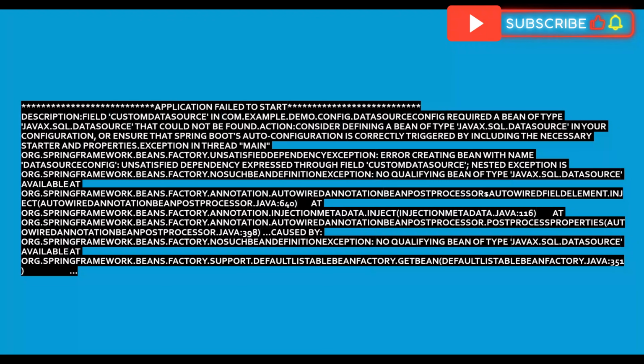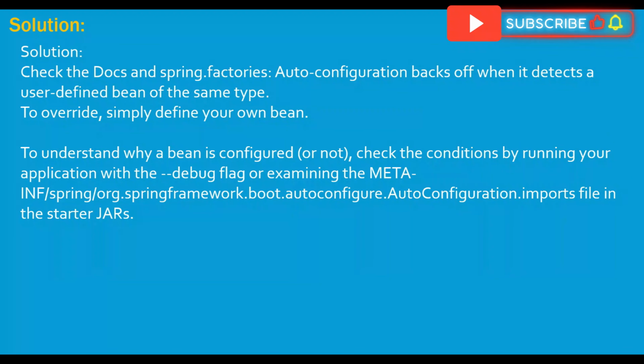Now if you see here, for the custom data source, you required some bean type, but that data source is not found over here. What you have to do is check the documentation, and check the spring.factories, which is going to automatically configure those whenever it detects user-defined beans of the same type. To override this, simply define your own beans over there, but in order to avoid that, you can use a simple default behavior.